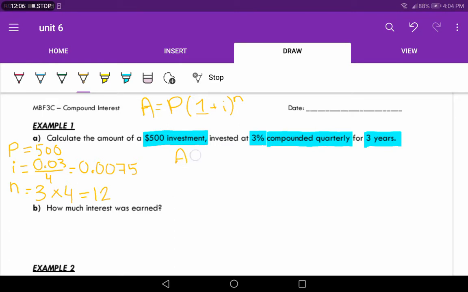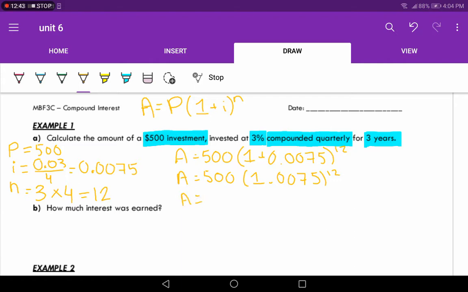So the total amount equals the principal, which is 500, times 1 plus your I value to the power of your n, which is 12. So it's going to be important here to make sure that you are using BEDMAS correctly, right? You're not going to be able to type all of this in one step. 1 plus 0.0075 is 1.0075. Okay, so we did the addition with brackets, right?